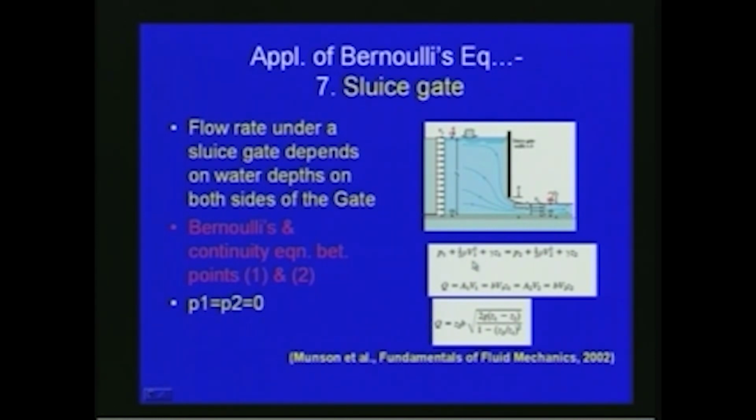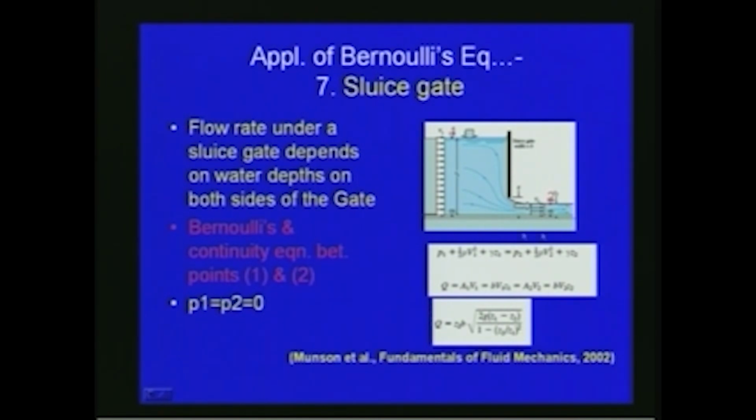So, we can write P1 plus half rho V1 square plus gamma Z1 is equal to P2 plus half rho V2 square plus gamma Z2. Now here P1 and P2 you can see that it is atmospheric pressure, so we do not have to consider P1 and P2. From this equation we can find out the velocity, for example V2, and then we can get an expression for the discharge passing through the gate as Q is equal to Z2 B into square root of 2G into Z1 minus Z2 divided by 1 minus Z2 by Z1 whole square.